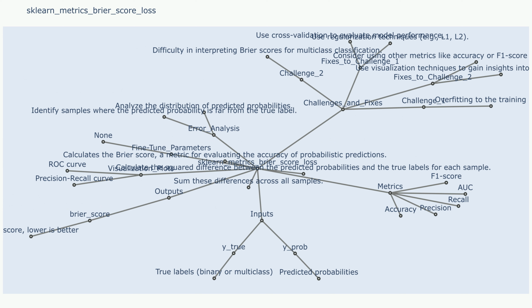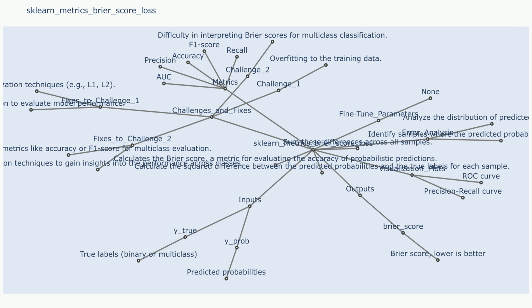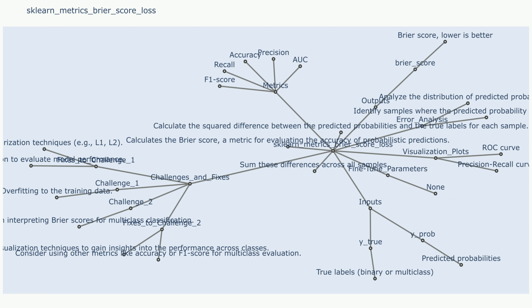Inputs: y_true. This is the array of true labels representing the actual outcomes of the events. It should be a binary array where 0 represents the negative class and 1 represents the positive class. y_prob. This is the array of predicted probabilities for each event belonging to the positive class. It represents the model's confidence in the prediction.